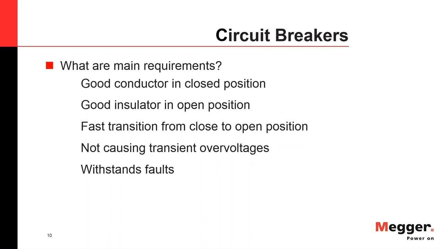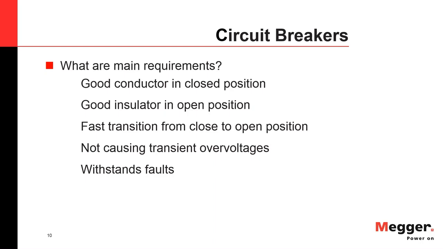So what are the main requirements? It sounds trivial, but it's pretty much essential to understand these functions to understand what tests you are doing with the circuit breaker. In the closed position, of course, it should be a good conductor. Ideally, zero resistance, but that's not possible. So at least minimize the losses in operating conditions. The lower the contact resistance is, the less heat is being dissipated.